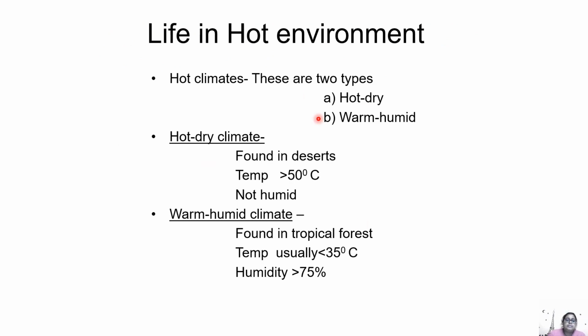So what happens in life in a hot environment? There are two types: hot and dry, or warm and humid. Hot dry climate is seen in deserts where temperature is above 50 degrees Celsius, but they're not really humid. But warm humid climate will be seen in tropical forests. Temperature will usually be much less than that of deserts, but the humidity will be very high.